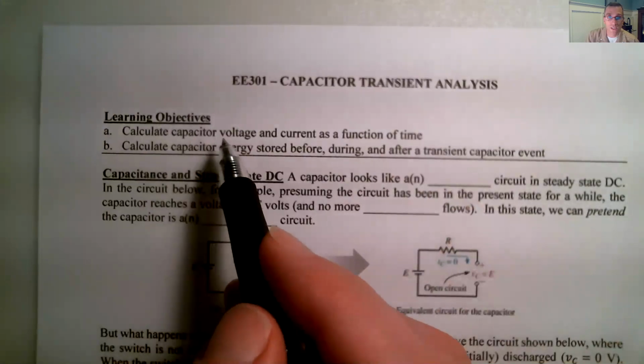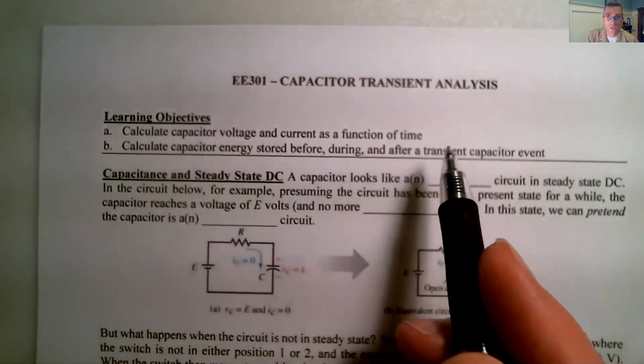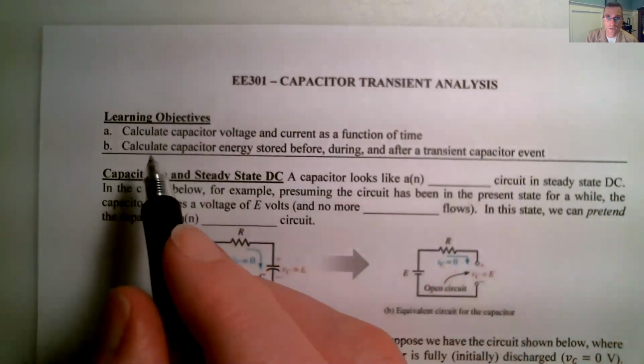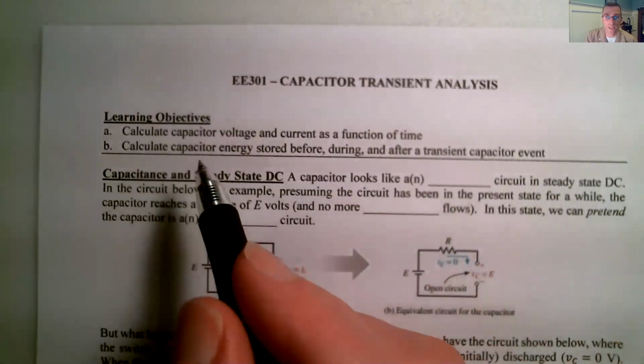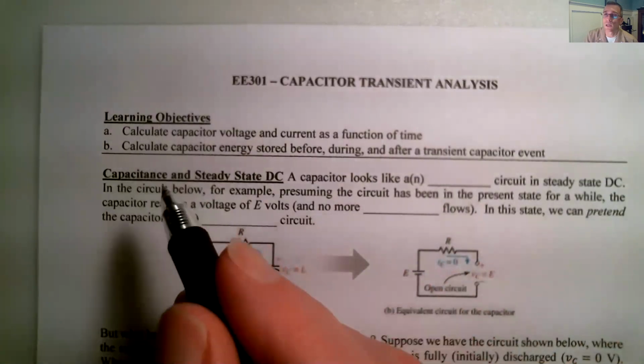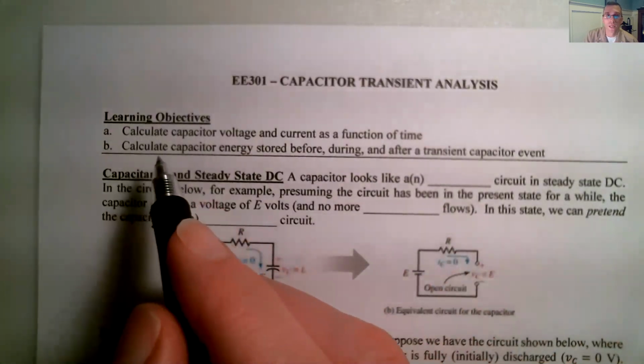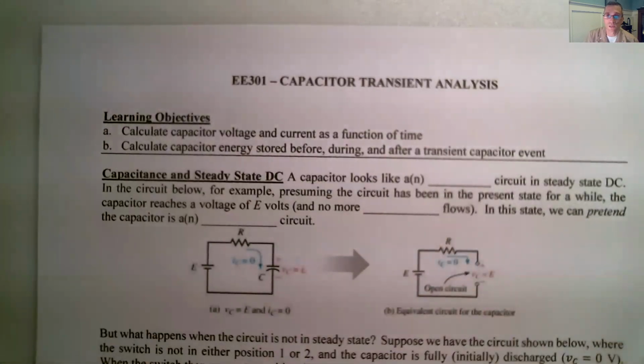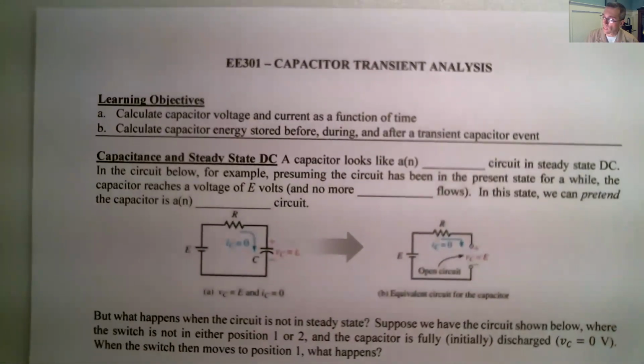We're going to calculate capacitor voltage and current as a function of time. So last time we talked about it in steady state. This is what happens when we're not in steady state DC, but we still are sort of in DC. So calculate capacitor energy stored before, during, and after a transient capacitor event. So we'll figure that stuff out.